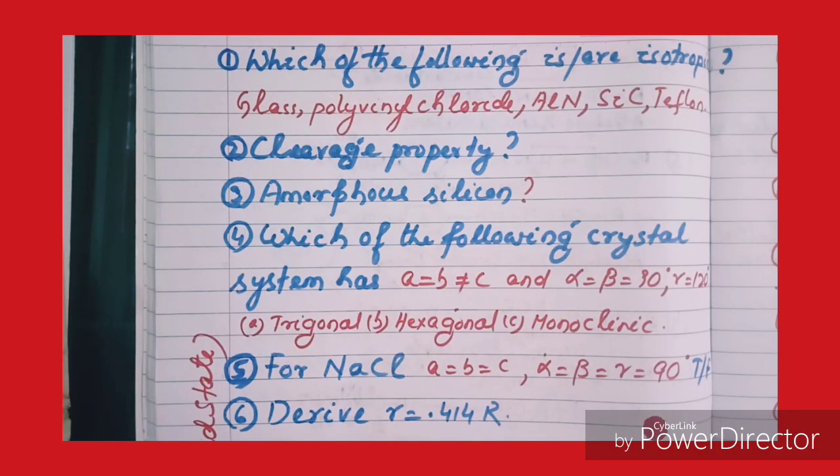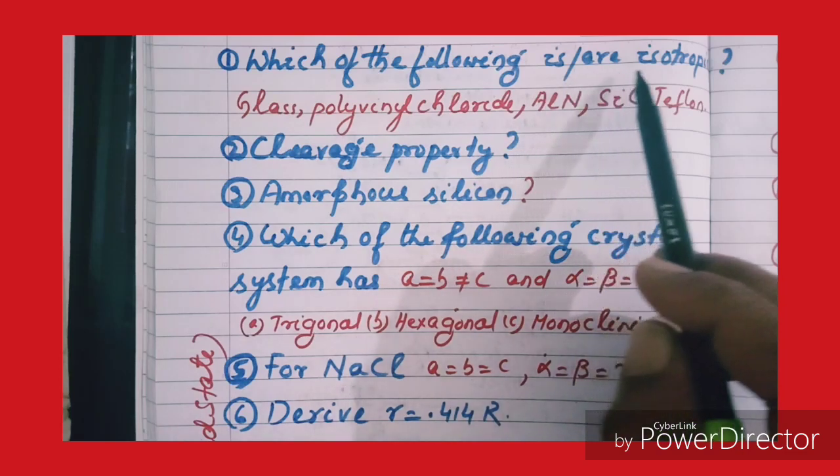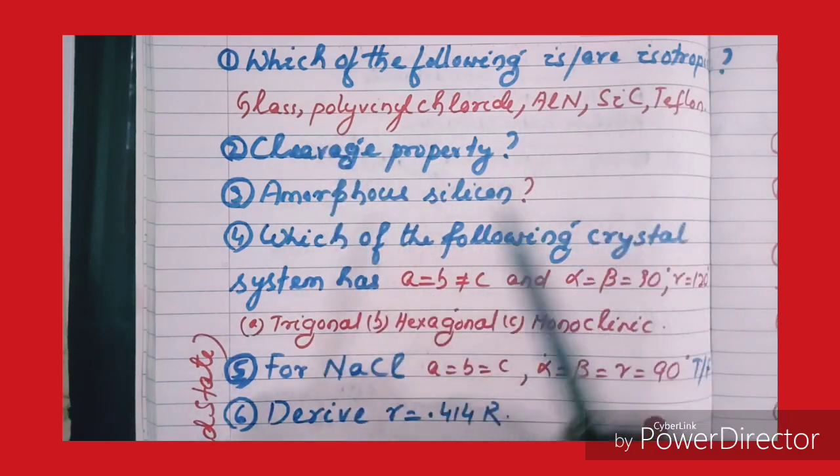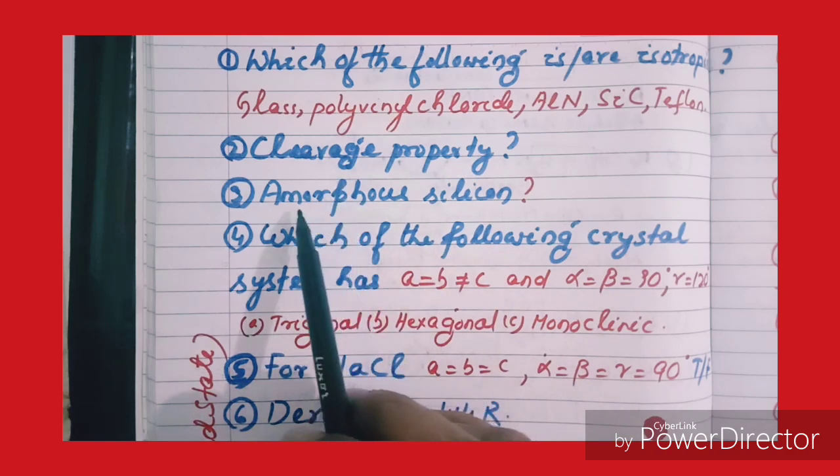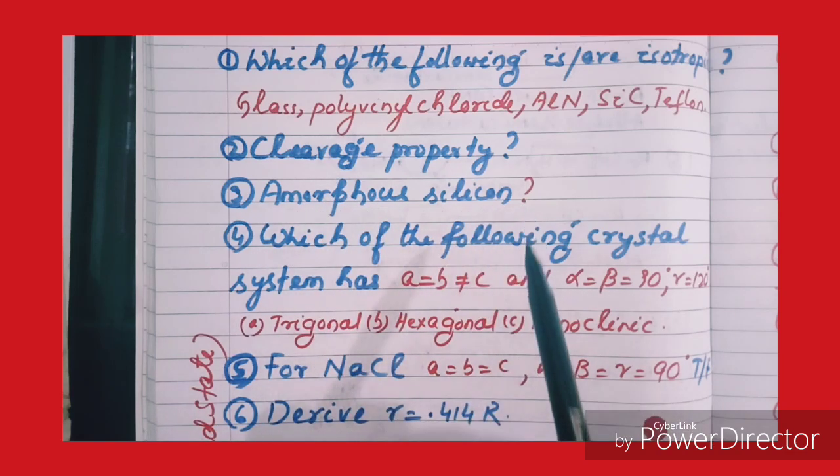There are some important questions from solid state, solution and electrochemistry. Which of the following is or are isotropic? What do you mean by cleavage property? What do you mean by amorphous silicon and its utility?